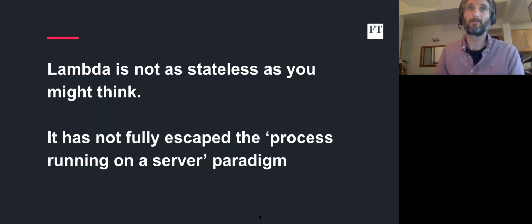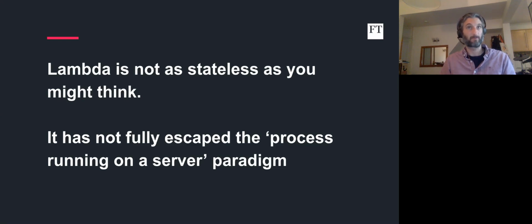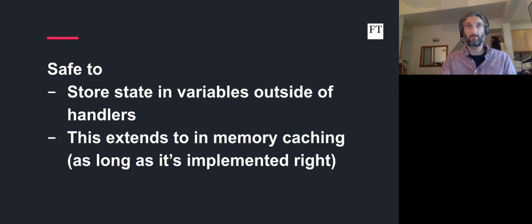So in conclusion, Lambda is not as stateless as you might think. It's still a process running on a server. AWS do a good job of abstracting away and managing that for you, but you can never get away from it completely. This has some upsides. It means you can use variables and use state in a far wider sense than the AWS blurb would like you to. In particular, you can do in-memory caching, but you need to be careful that it's implemented the right way.